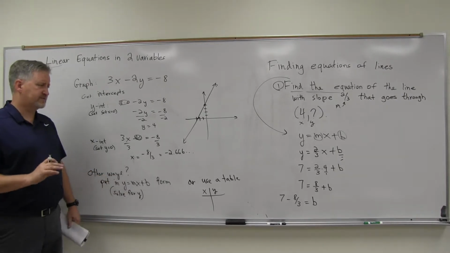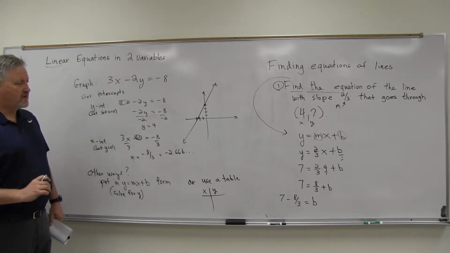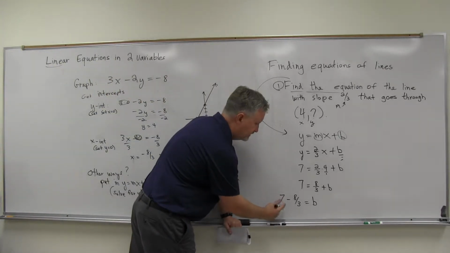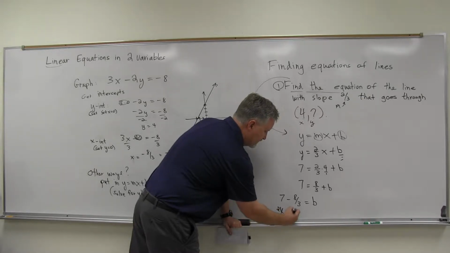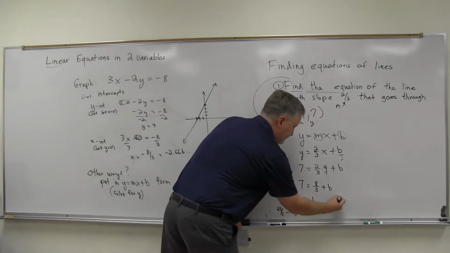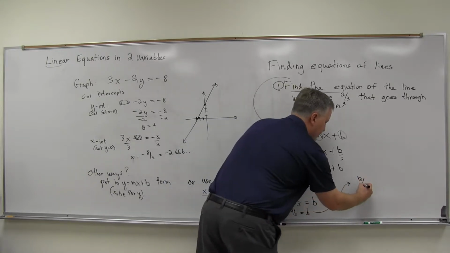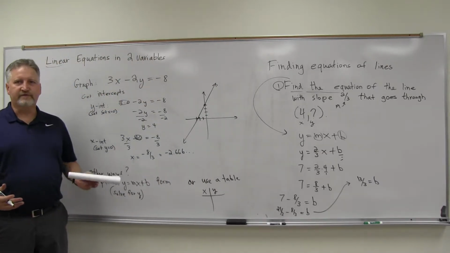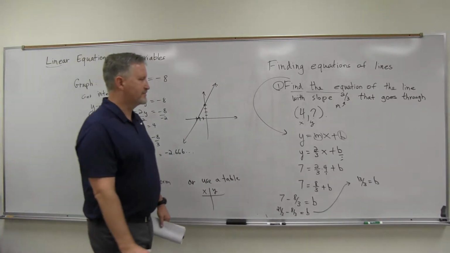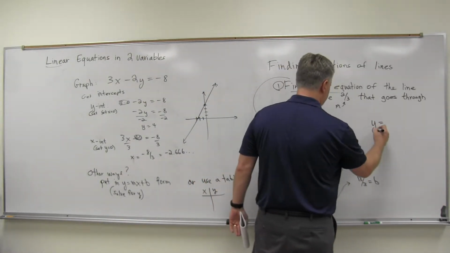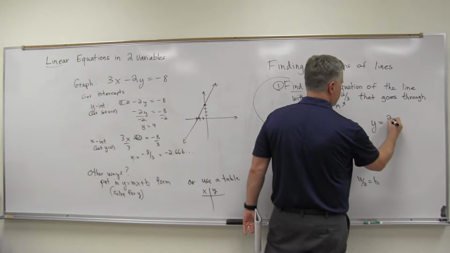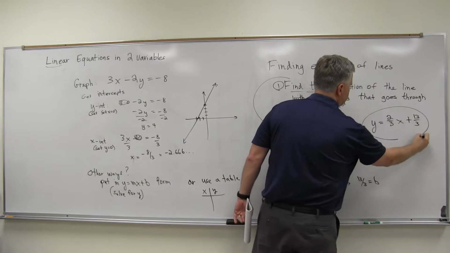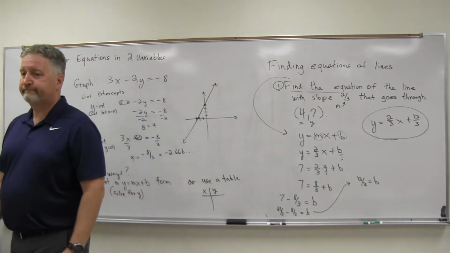That one's not a nice terminating decimal or anything, but it's not too hard. 7 is 21 over 3, minus 8 over 3, so what's b? 13 over 3. There are various ways to get that, but the b is going to be 13/3 or some equivalent to that. So the equation, that's not the answer. What's the answer? It's y equals mx plus b. y equals 2/3 x plus the b, so plus 13/3. Okay? Yes? All right?